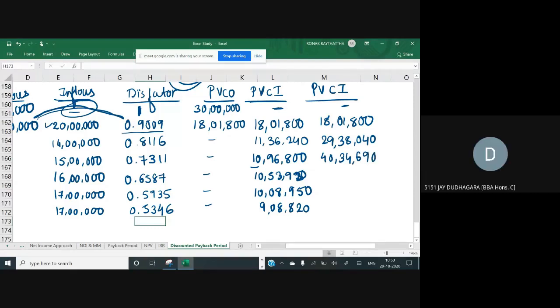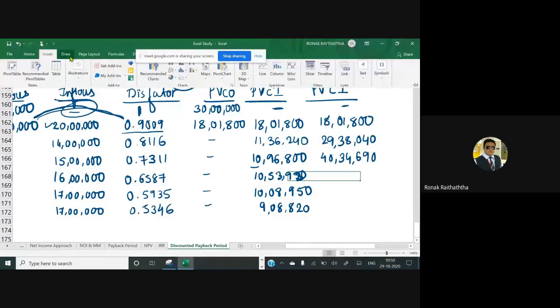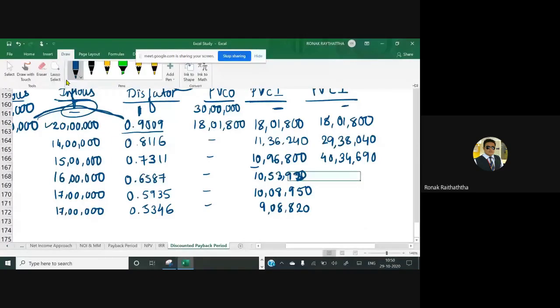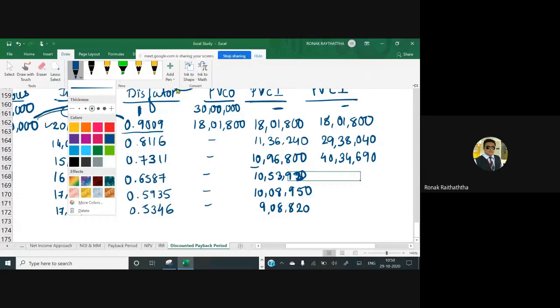Okay, sir, next one. Sir, its PVCI 840 is wrong. Which one? 15 lakh into 0.7311. In last year, there will be not 800, it will be 650. 650. 10 lakh 96,650. Okay, no worries. Fine, we will do it. It happens, small mistakes happen in big sums.